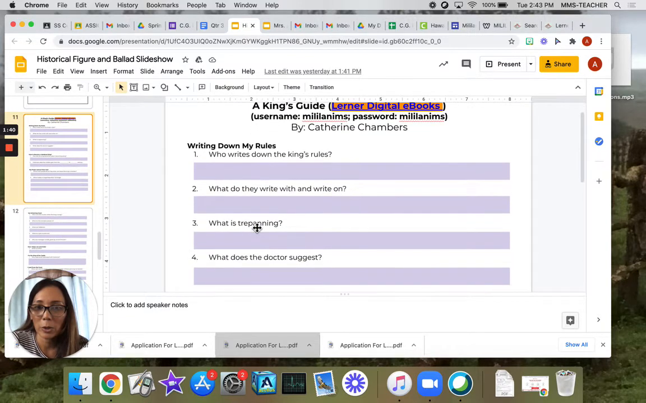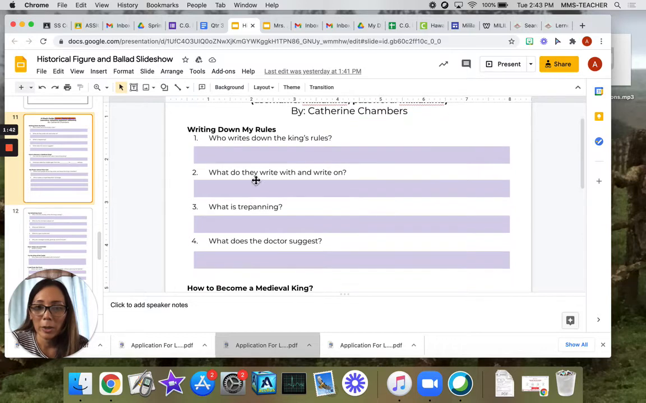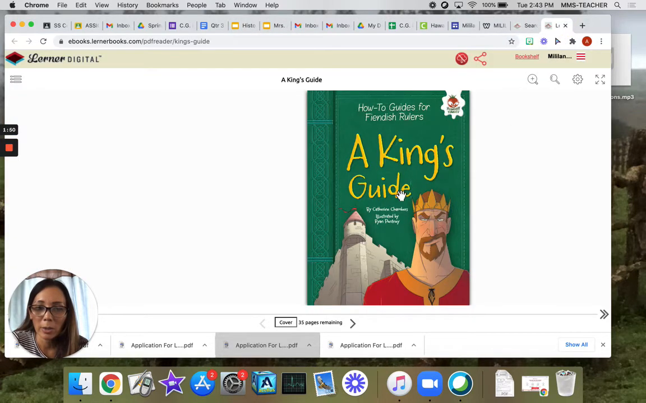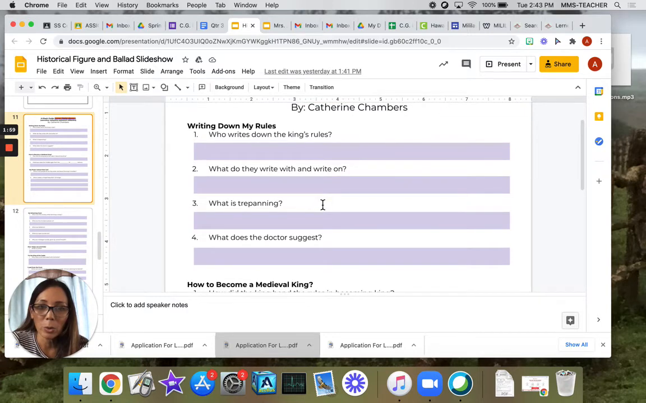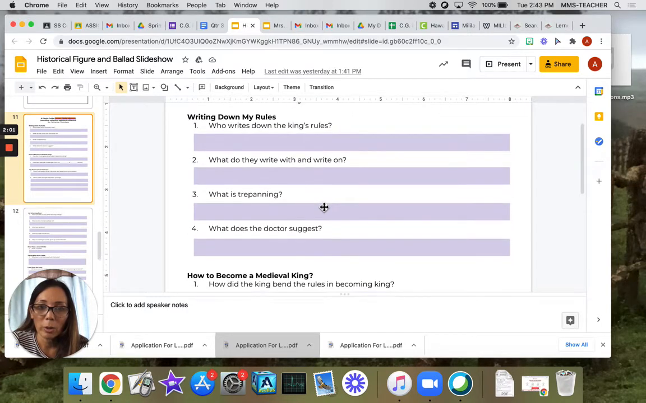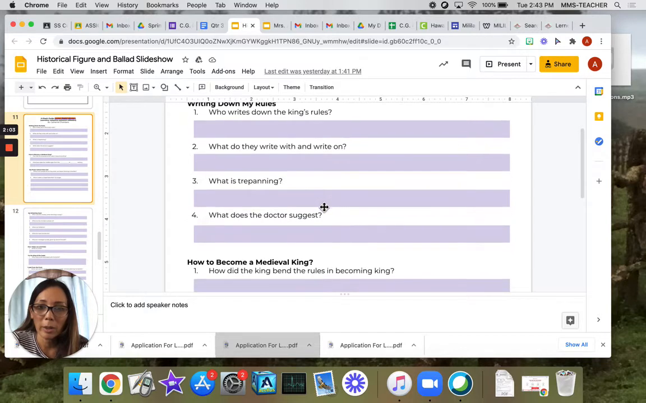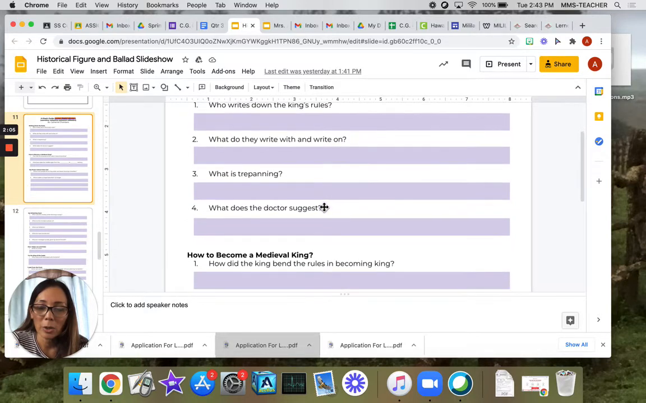Okay, so question number 1. If you look at the heading in bold, writing down my rules, you'll notice in the Learner Digital book that there are headings in the book as well. So those are big clues as to where you can find the answers. Number 1, who writes down the king's rules? Number 2, what do they write with and write on? 3, what is trepanning?